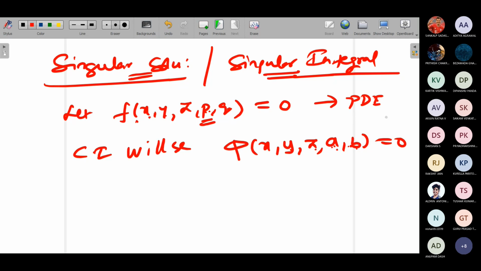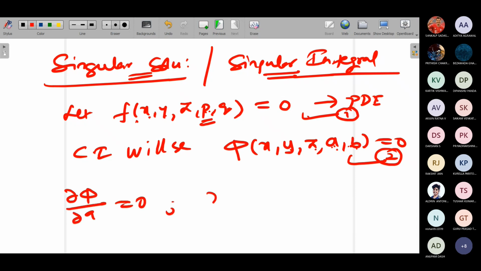To find the singular solution, you have to take this as equation number 1, your given equation, and this is your equation number 2. Differentiate 2 partially with respect to a and equate it to 0, and differentiate 2 partially with respect to b and equate it to 0. You can take these as 3 and 4.